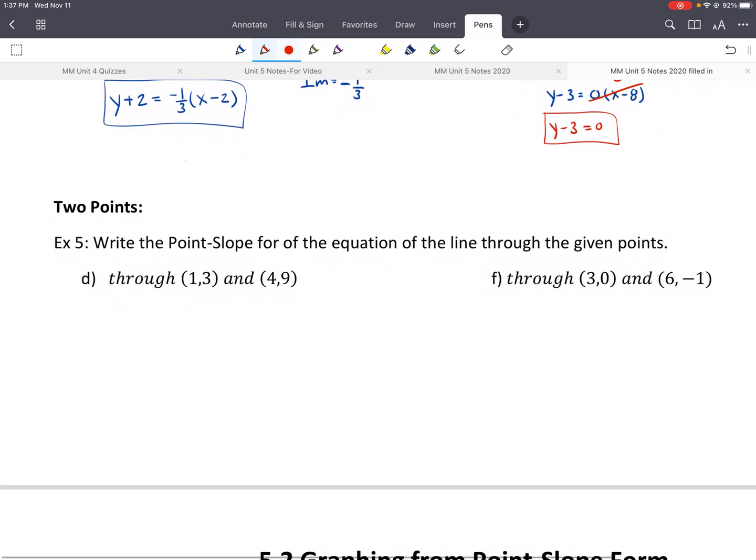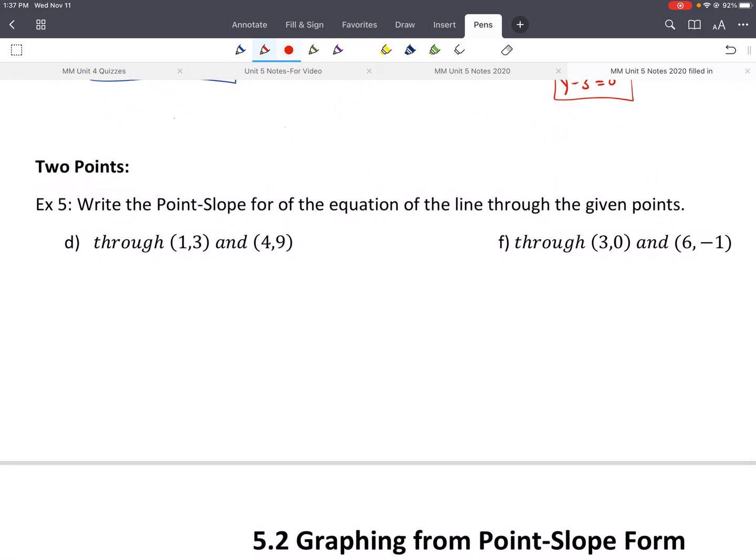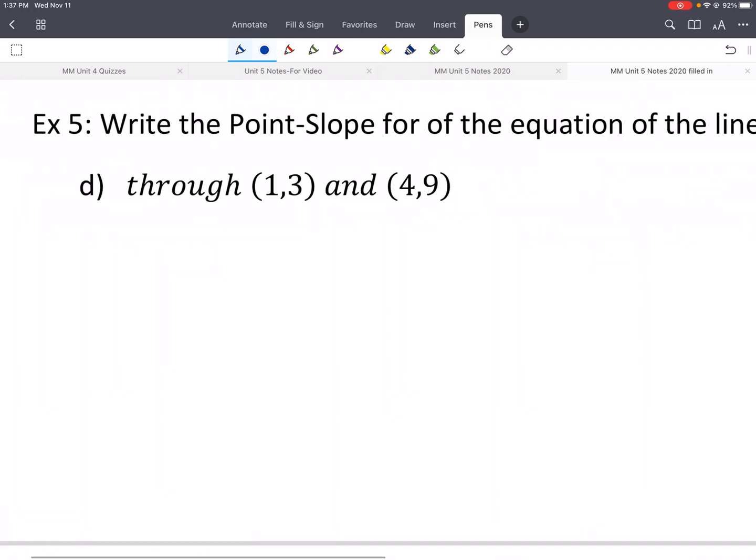All right, last but not least is 2 points. You've done this before. We did this in our last unit, and I feel like a lot of you did really good with that. So if we want to write an equation in point-slope form, but all they give you is 2 points, we would need to find the slope first. Okay, so if we can find the slope, then we can use the slope and one of these points to write an equation in point-slope form.